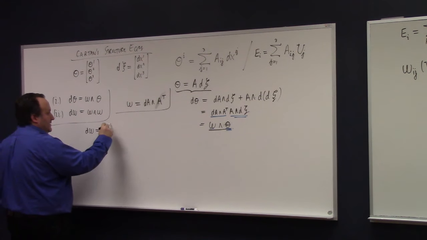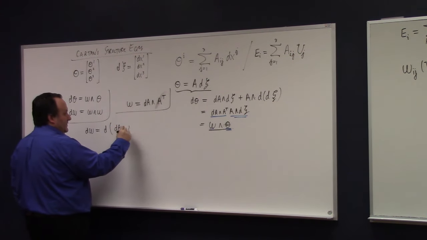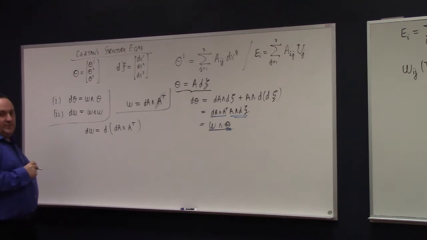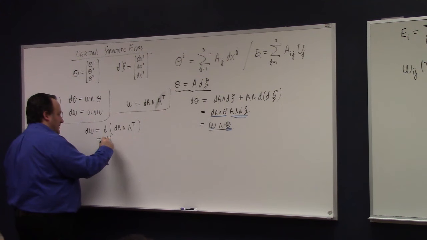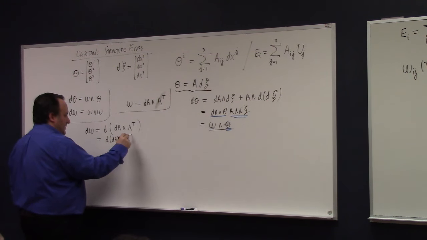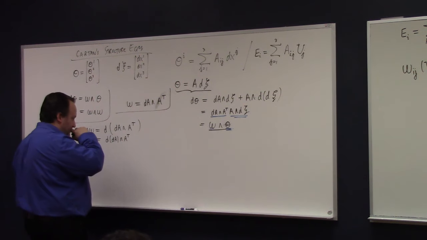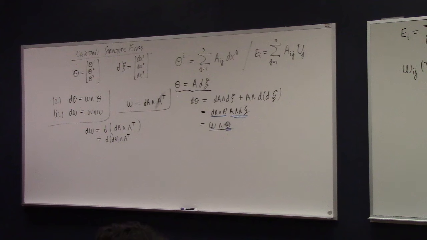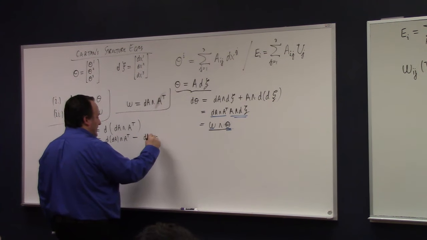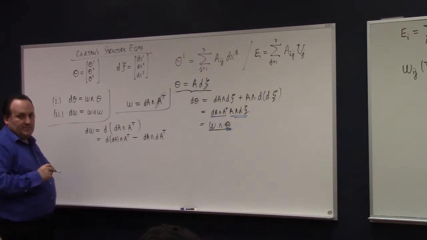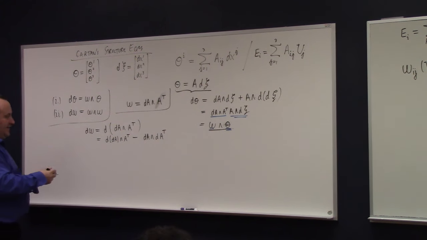We have D of dA wedge A transpose, right? We use the product rule for the wedge product of matrices of forms. And that gives us D dA wedge A transpose. And then we have to pay attention to the degree, right? There's a plus minus 1 to the degree term, so since this is a 1 form, I have to do minus dA wedge dA transpose. Now the first term is 0 because again it's d squared, right?